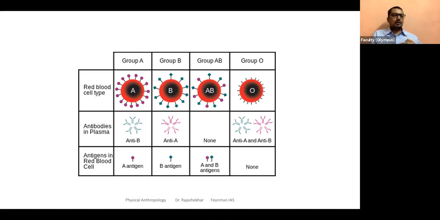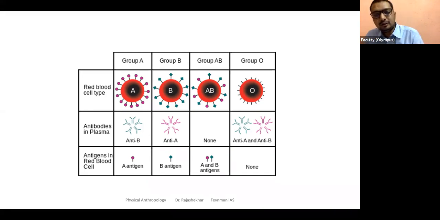If I'm a B blood group person, can I have blood taken from an A blood group person? Or if I'm an AB blood group person, can I have blood taken from an O blood group person? To have that compatibility, we need to know a little bit about this. This is a major application of ABO blood groups. I'm sure you all probably know about this, right?